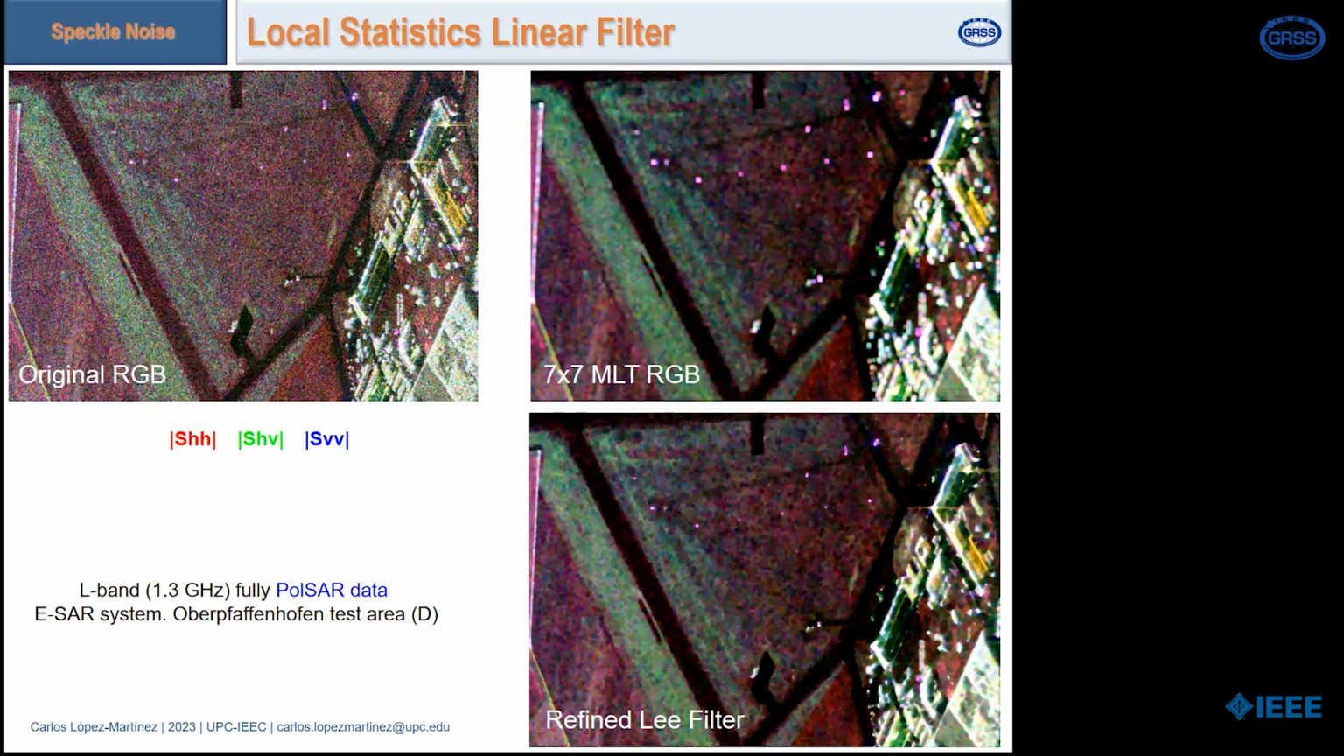And the most important thing, again, the filter, as you see, doesn't change the colors. So it means it doesn't change the polarimetric information. If you define a filter and the filter changes the colors, throw the filter to the trash because it's nonsense, because you change the polarimetric information.